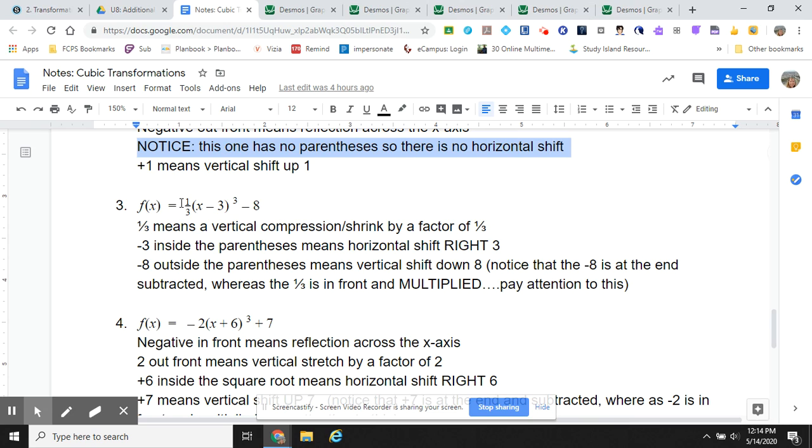Once again, don't be confused by this 1/3 out front is different from the minus 8 in the back. The 1/3 is your stretch or shrink because it's multiplied. It's bumped right up against it. It's not added or subtracted, so it's a shrink or stretch. The minus 8 is all the way in the back at the end, and it's subtracted from the whole thing.